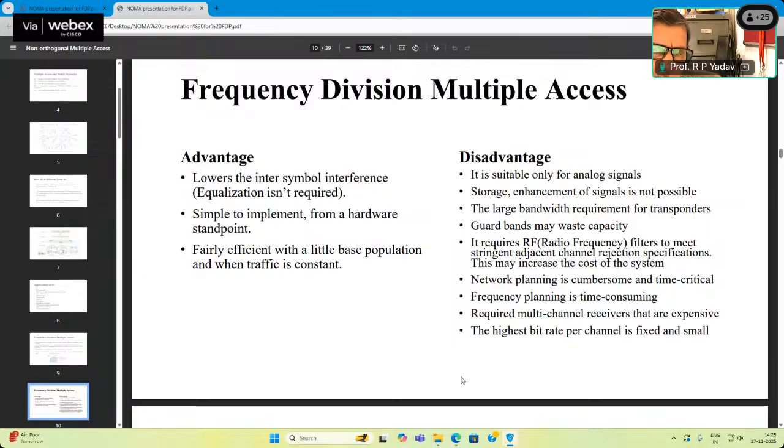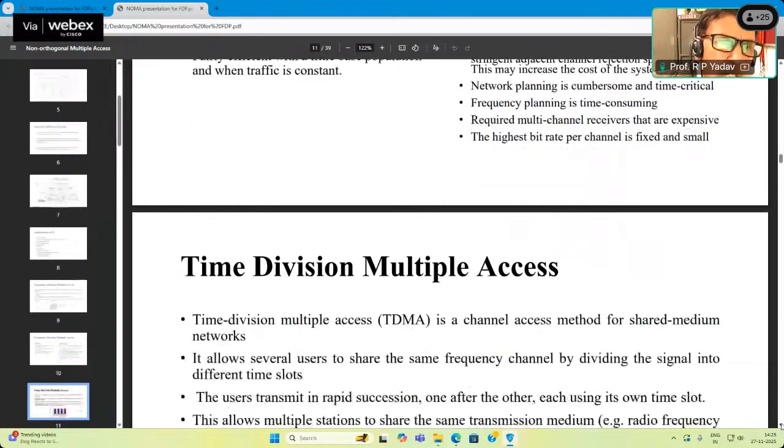Network planning is cumbersome and time critical. Frequency planning is more time consuming. It requires multi-channel receivers that are expensive. For every application or every transponder, you have to design a separate receiver, and the receiver, looking at the power levels that are operative, means you have to design the corresponding low noise amplifiers and transceivers, and then detecting all those signals is obviously a cumbersome process. The highest bit rate per channel is also fixed in this. So those are some of the disadvantages.